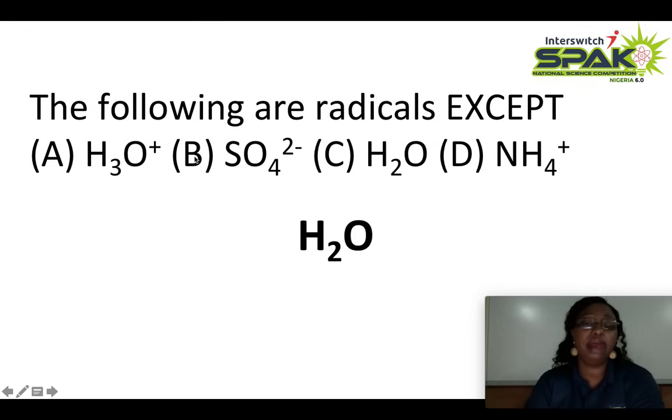So can we name the radicals one after the other? This is H3O+, the hydronium ion, this is SO4 2-, the tetraoxosulphate(VI) ion, and the last one is the ammonium ion. All these are called radicals, and they are formed using coordinate covalent bonds, which are also known as dative bonds.